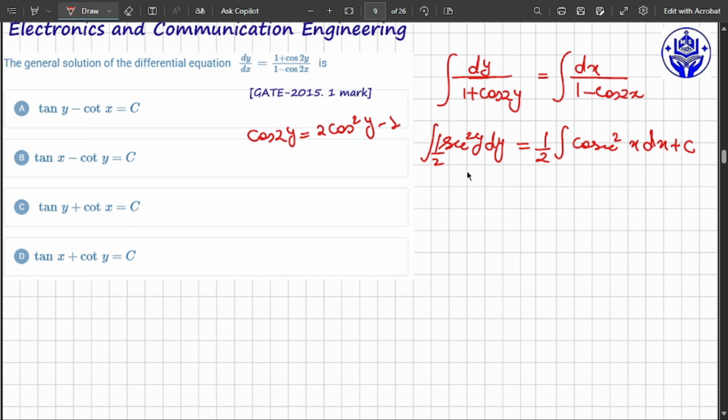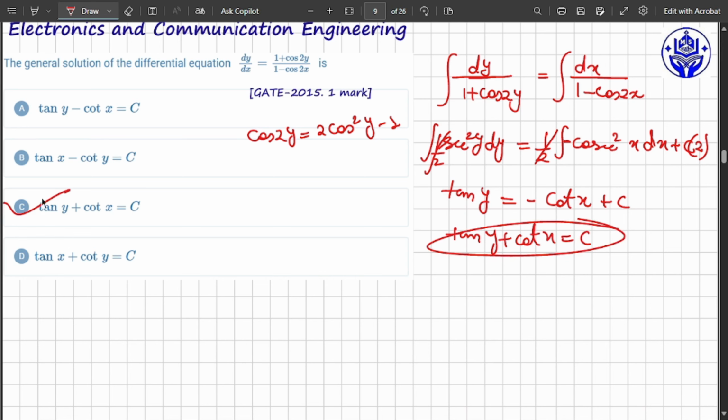Now here you can write, what is this? The 1 by 2 and 1 by 2 will get cancelled, and it will be again a constant. Now it is nothing but tan of y, and it will be minus cot of x, then plus c. So tan of y plus cot of x equals c. So option C is the correct answer for this question.